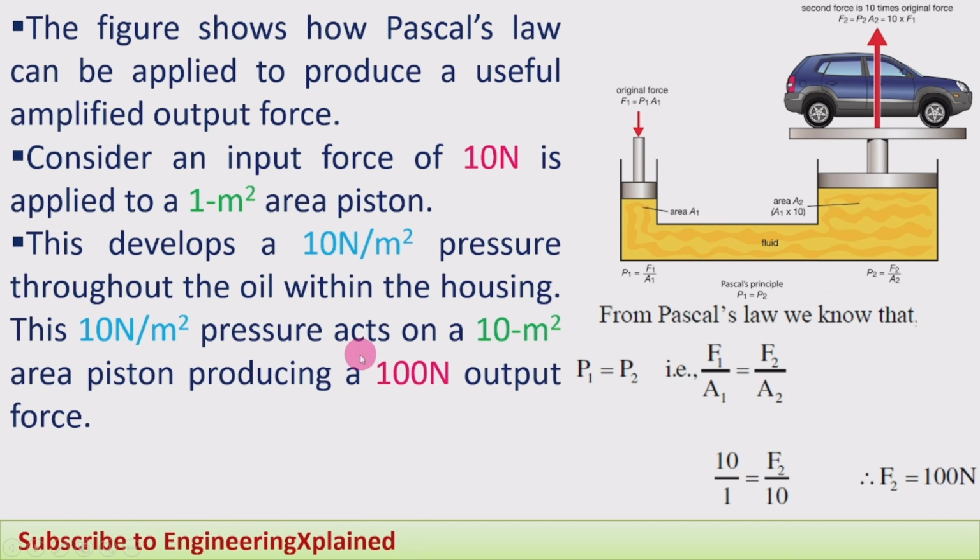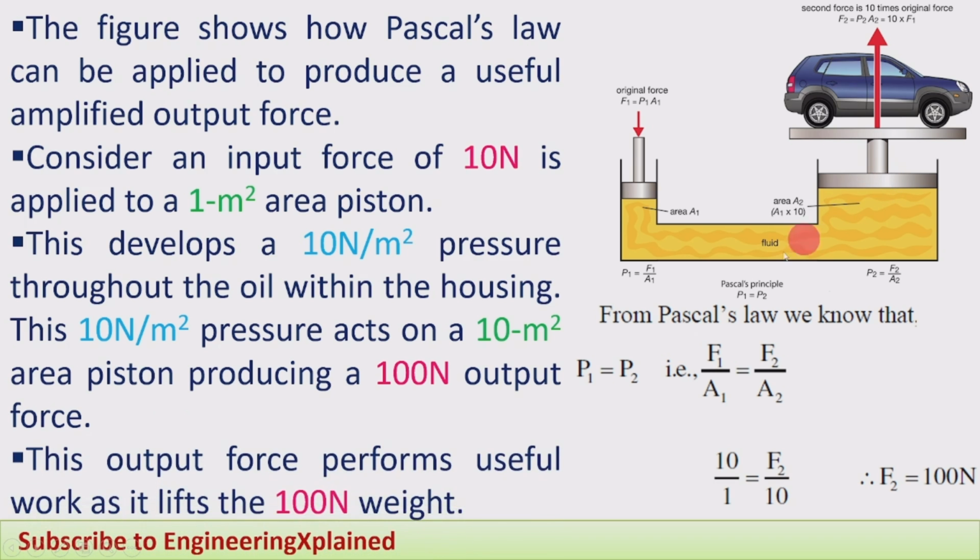This 10 Newton per meter square pressure acts on the 10 meter square area, and the piston produces a 100 Newton output force. Therefore, it produces 100 Newton force, 10 times more force. And this output force performs useful work as it lifts the 100 Newton weight.